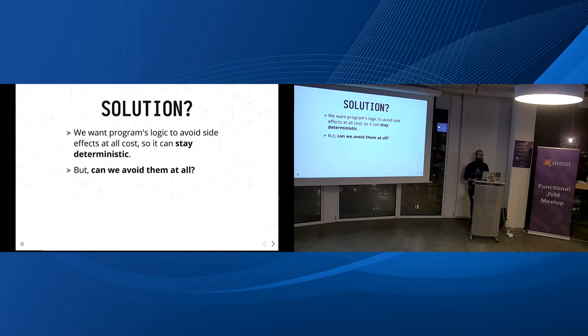But can we really completely avoid it? Because we do need side effects to build meaningful programs. Just like I mentioned, side effects are things like querying the database, drawing a UI, interacting with the user, communicating over the network. Those are things that make our programs meaningful, so we cannot avoid them. So how can we stay deterministic?